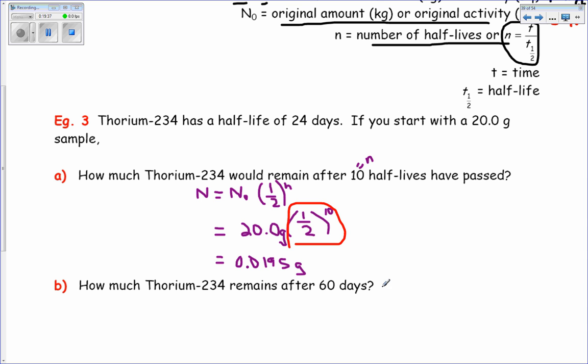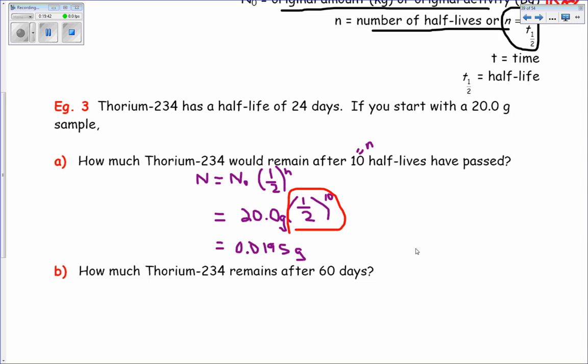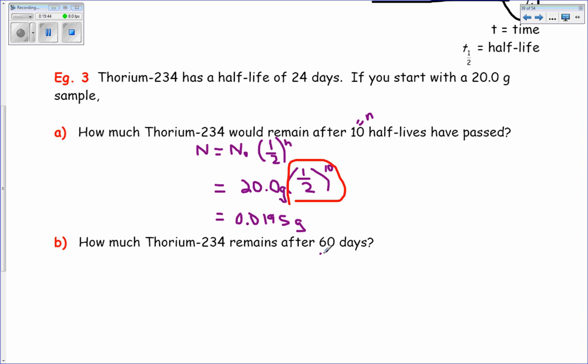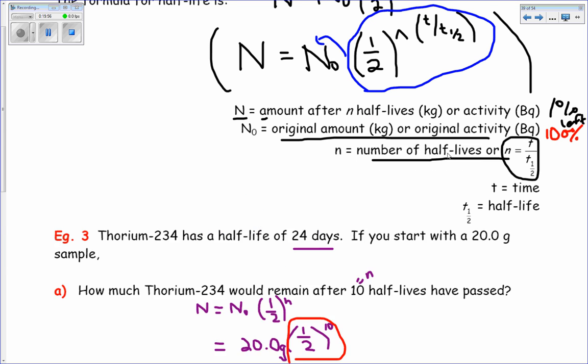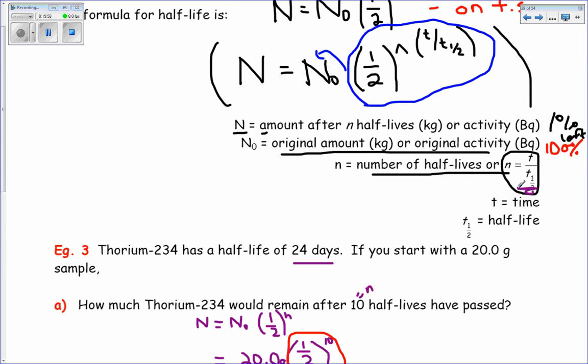So that's an easy part of the formula to use. That's just using the formula as it is on the formula sheet. It's when you're given a time that doesn't give you a whole number of half-lives, because 60 divided by 24 is going to be like 2 point something. It's not an exact number. That's when you end up having to go back and use this expression for n.